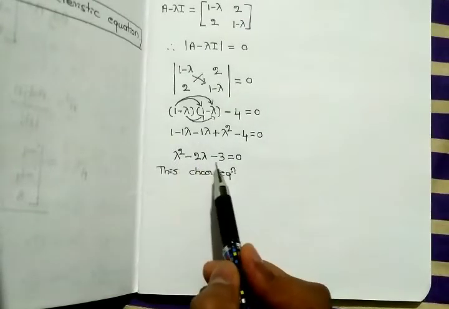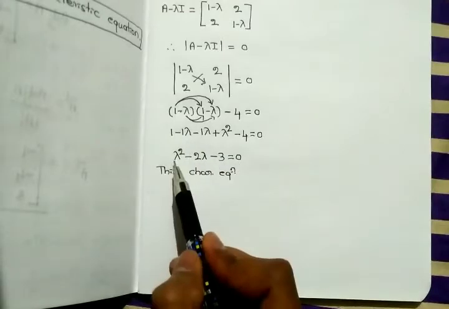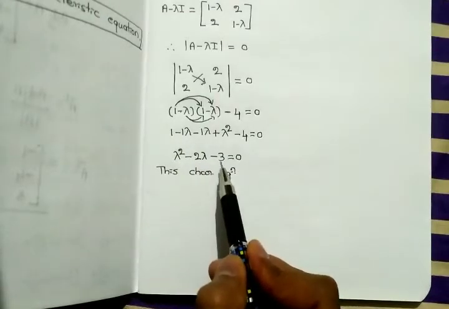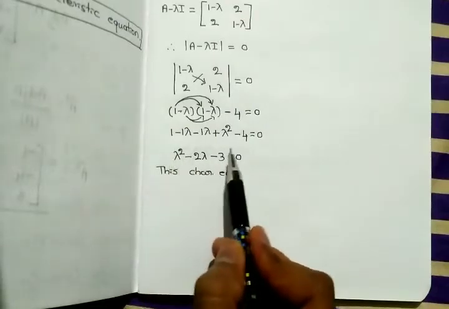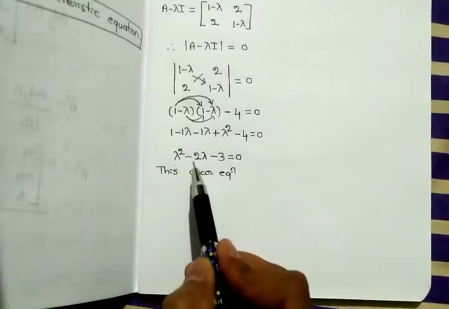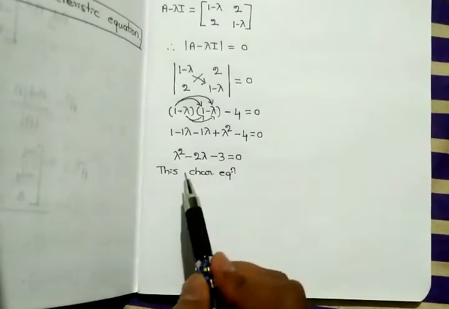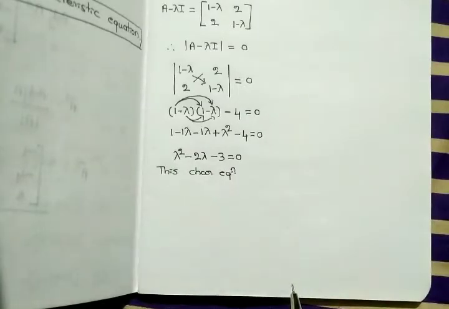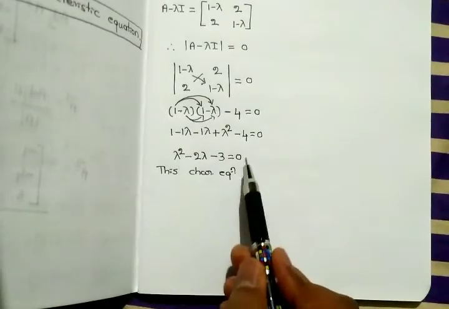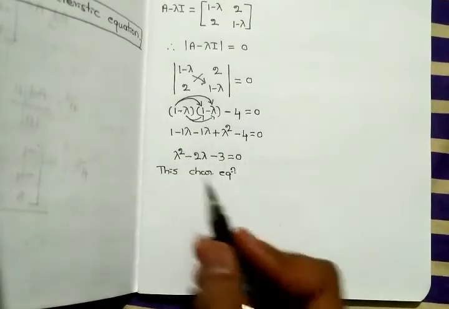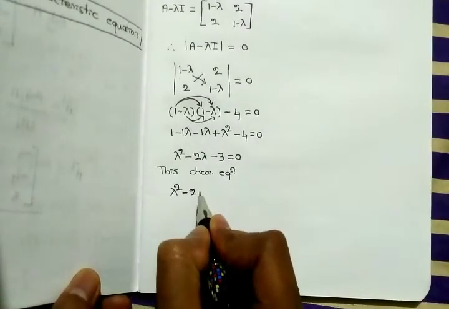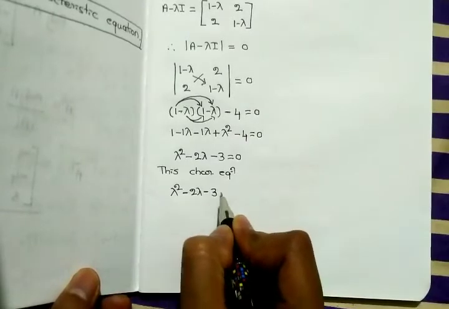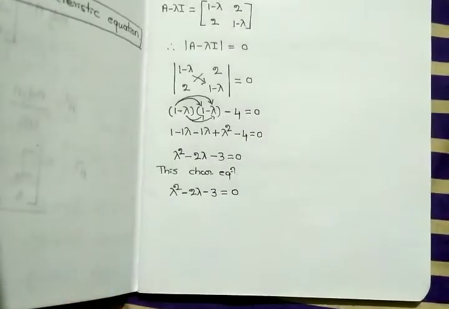One thing you observe: after simplification we get the characteristic equation, which is always of the form ax square plus bx plus c equals 0. For this quadratic equation, if we apply the factorization method, then only we will get the roots. Therefore the next step is to apply the factorization method. Lambda square minus 2 lambda minus 3 is equal to 0.